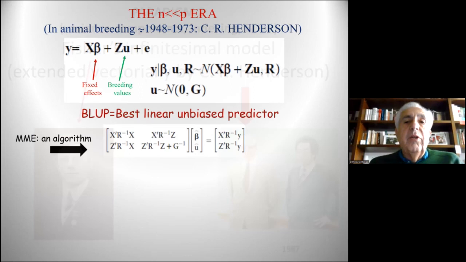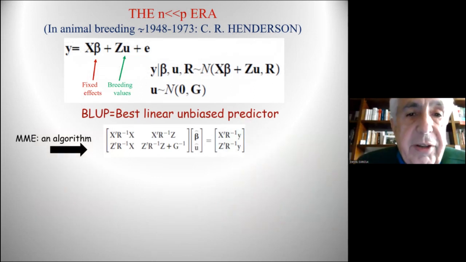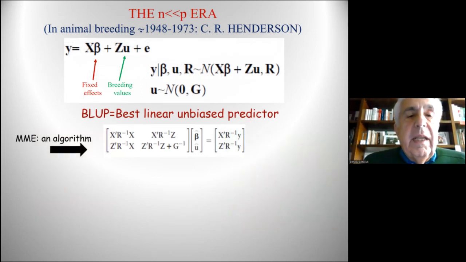So Henderson's contribution, he was really a visionary. He anticipated what is called the large p, small n problem, where we have many, many, many more breeding values to estimate than data points.